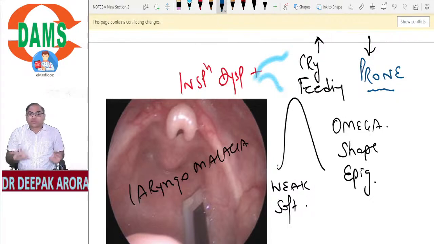Kindly thumbs up in the chat box if you get this concept. Why does the inspiratory dyspnea decrease in prone position? Everybody comfortable with this concept? Inspiratory dyspnea increases during feeding and cry, and decreases during prone position.